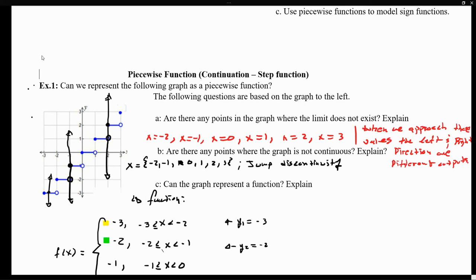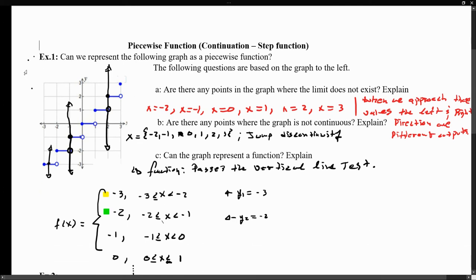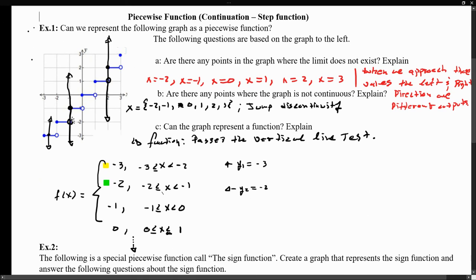And this is one way that we can analyze step functions. Whenever we have those steps or that jump, we're not going to have a limit at those points. But that doesn't mean that the graph doesn't represent a function. So at those steps, the limit does not exist. We have a jump discontinuity, but we still represent a function.